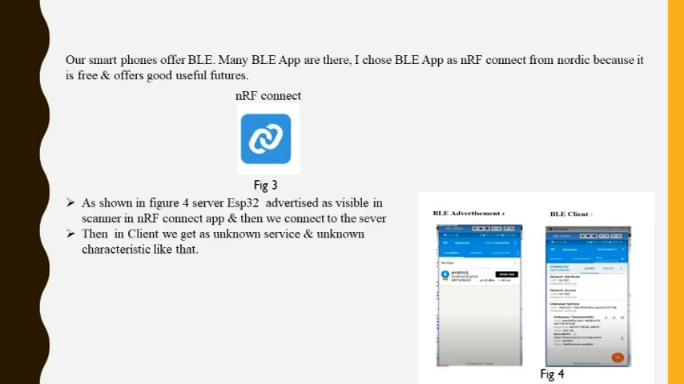Our smartphone offers BLE. Many BLE apps are there. I chose the BLE app nRF Connect from Nordic because it is free and offers good, useful characteristics. As shown in figure 4, the server ESP32 advertises and is visible in the scanner in the nRF Connect app, and then we connect to the server. Then in the client we get an unknown server and unknown characteristics like that.